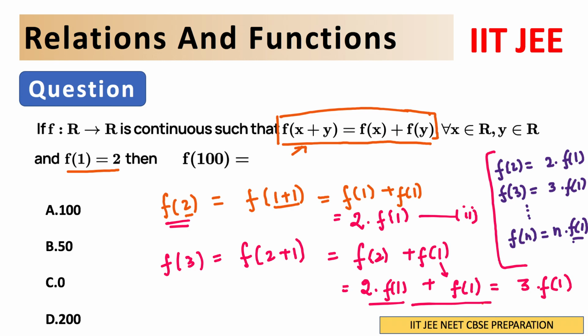f of 1 is already given in the question. It is equal to 2. So this will be n into 2. This is the general function, and if you place 100 here, you will get the same answer: f of 100 is equal to 100 into 2, that is 200. So our answer in this case becomes 200, and this is how we solve this question.